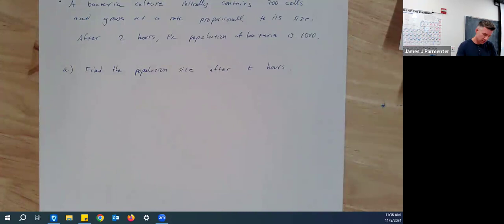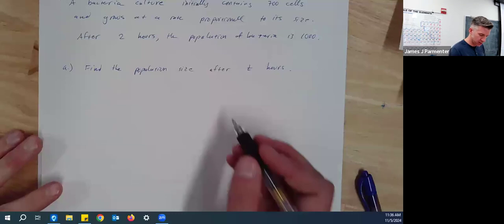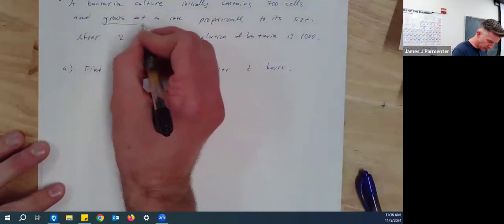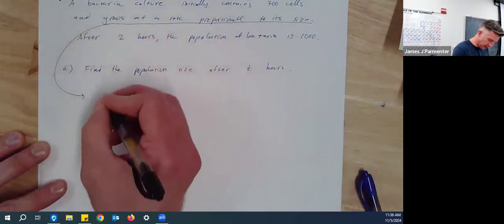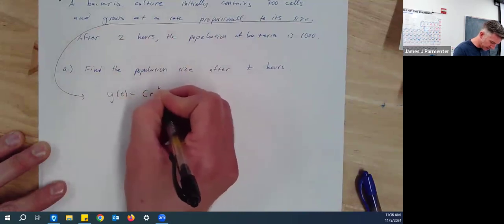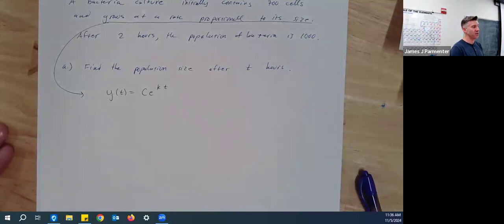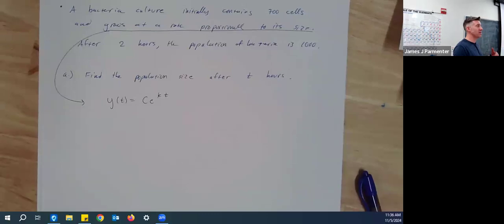Meaning, we know it's going to be an exponential growth model because we used the magic words: the population grows at a rate proportional to its size. That just means we have the usual exponential growth model, y of t equals c e to the kt. Before we can answer anything with actual numbers, we first have to find our c value and our k value. We already know what c is. It's 700, right? C is always the amount you're starting off with.